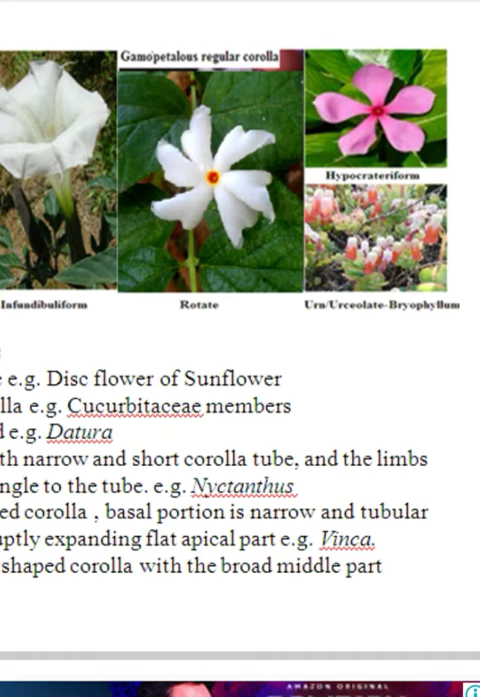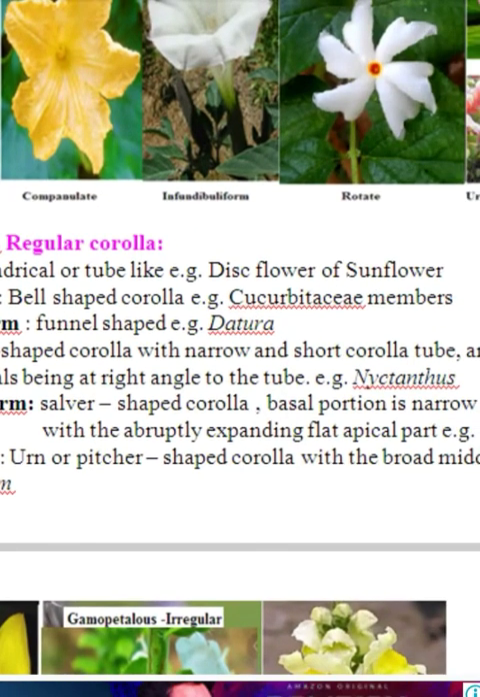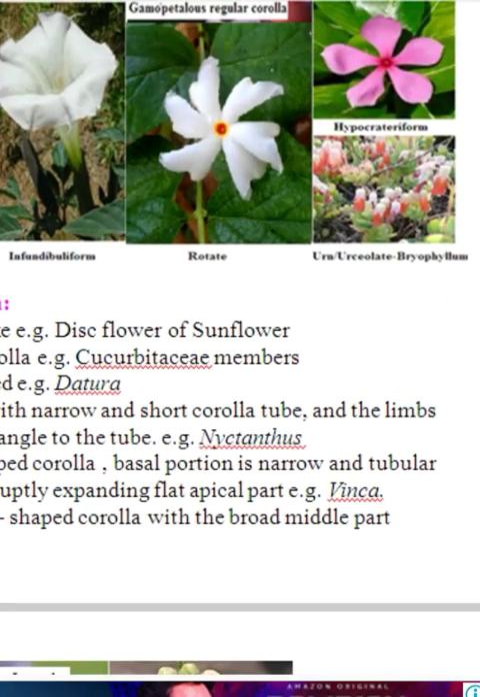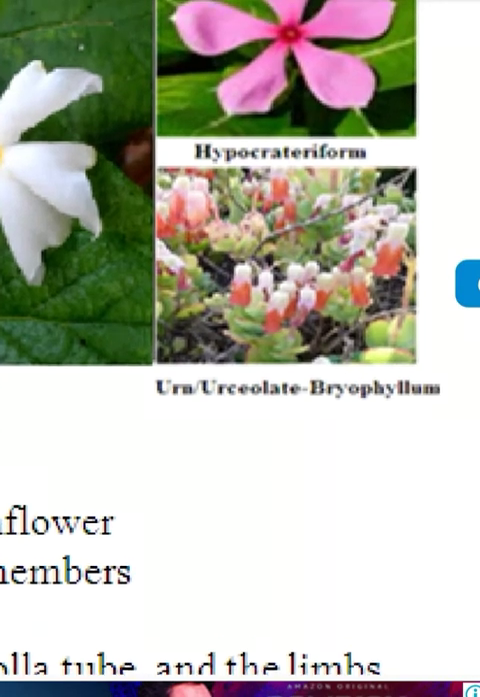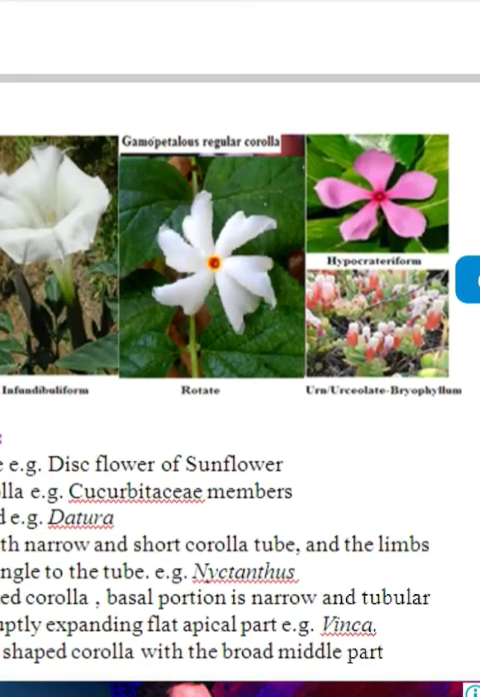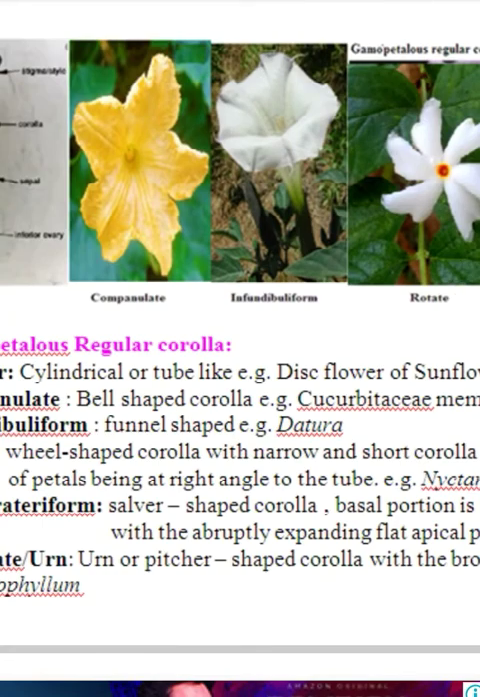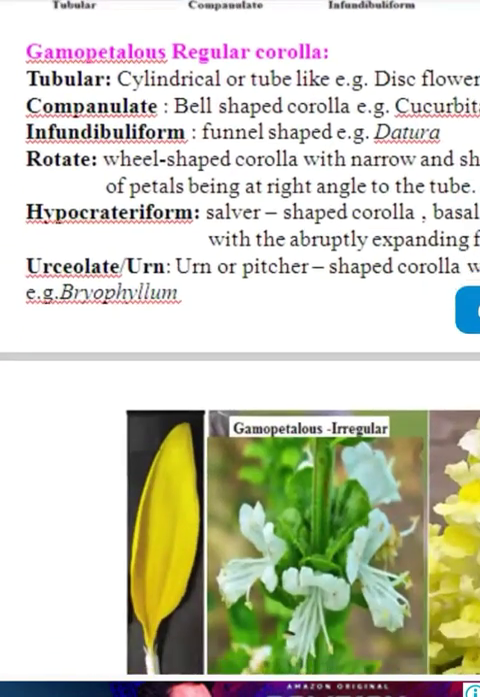Now it is called Chrysanthemum, that means Sadafuli. Then urceolate or the urn type of corolla, urn or pitcher shaped corolla with a broad middle part. Middle part is very broad. Example, Bryophyllum, pitcher shaped or urn shaped type of corolla. These are the gamopetalous regular type.